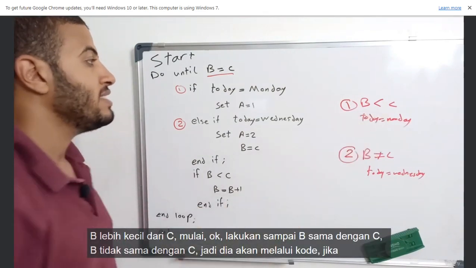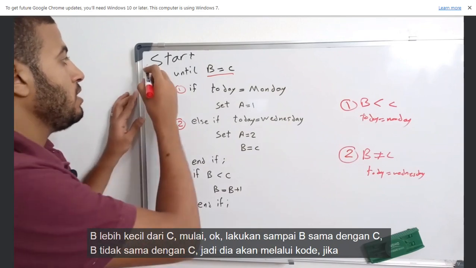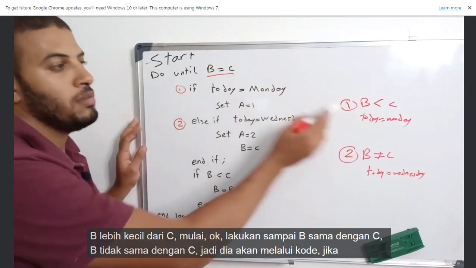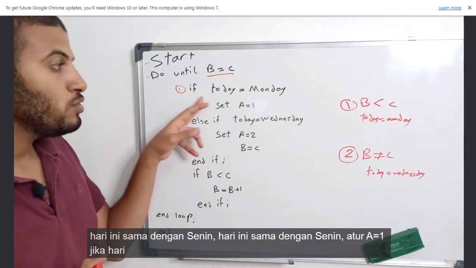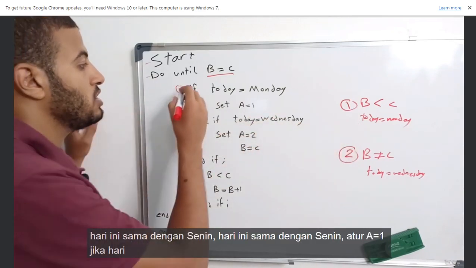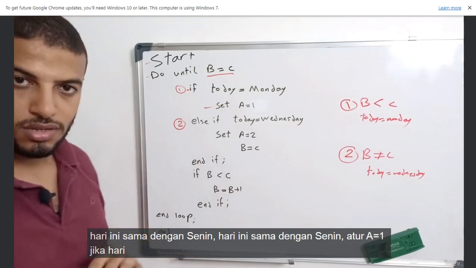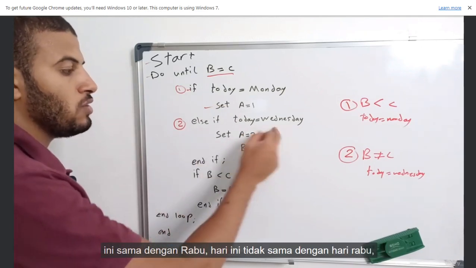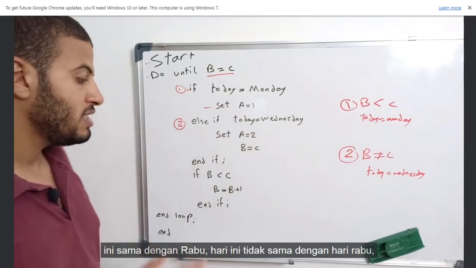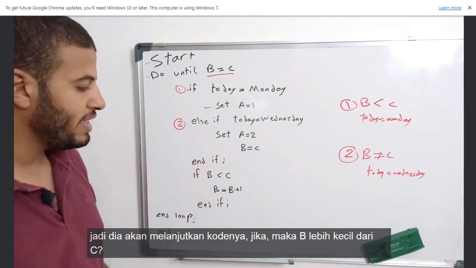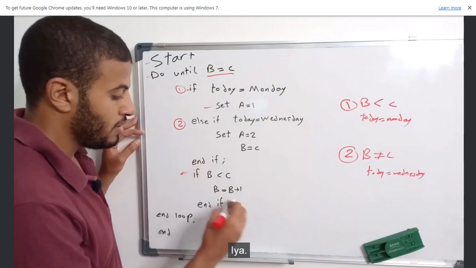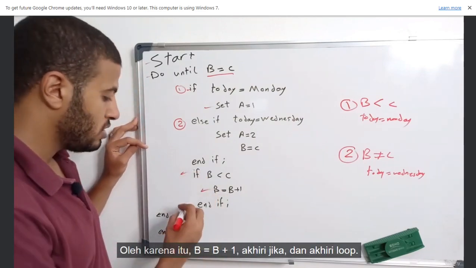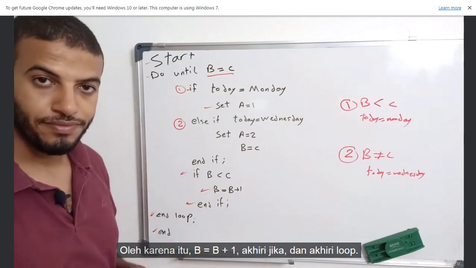B is smaller than C. Start, okay, do until B equals C. B is not equal to C, so we will go through the code. If today equals Monday, set A equals 1, okay? Else if today equals Wednesday, today is not equal to Wednesday, so he will continue his code, end if. Then, is B smaller than C? Yes. Therefore, B equals B plus 1, end if, and end the loop, okay?